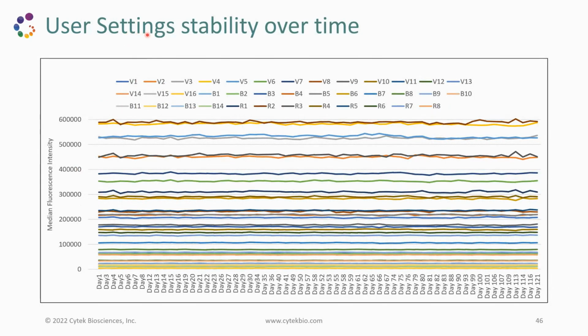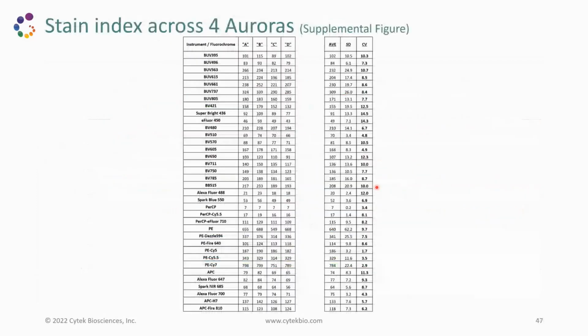There were things about the Cytek assay settings that they wanted to improve, and this is just across 120 days. They're tracking the stability of their system. This is one of their supplementary figures, and you're going to see that the data is very stable. Then they had 4 Auroras. Seems like 4 is the magic number. And here you're going to see they're comparing a stain index. You can go row by row, or you can look at the CVs that they're getting.